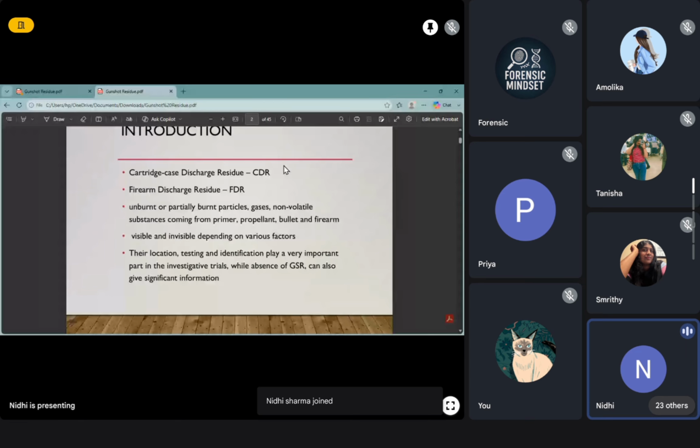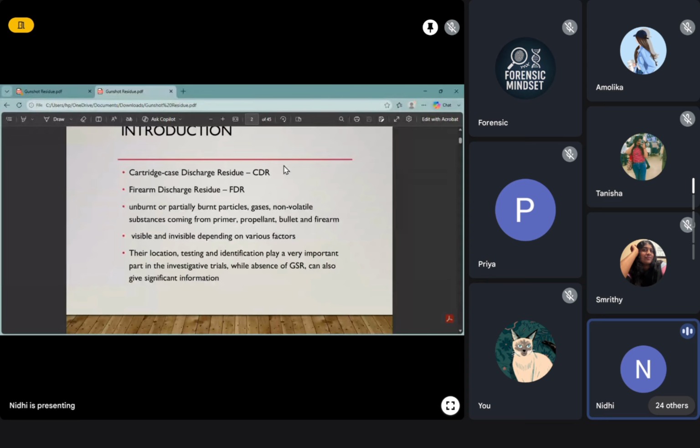Okay, so GSR, which is also called cartridge case discharge residue, CDR, or firearm discharge residue, FDR, are the unburnt or partially burnt particles of gases and non-volatile substances coming from the primer, propellant, bullet, and firearm. Basically, an ammunition is made up of a cartridge case, which is made of either brass or copper. Then it is filled up with primer. Then comes the propellant. Then we have our projectile, which is made of either lead or has a copper jacket. So this discharge residue is made up from everything present in the ammunition.